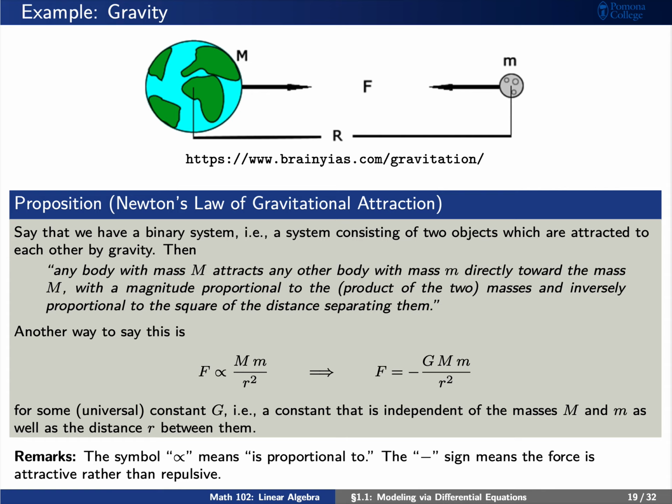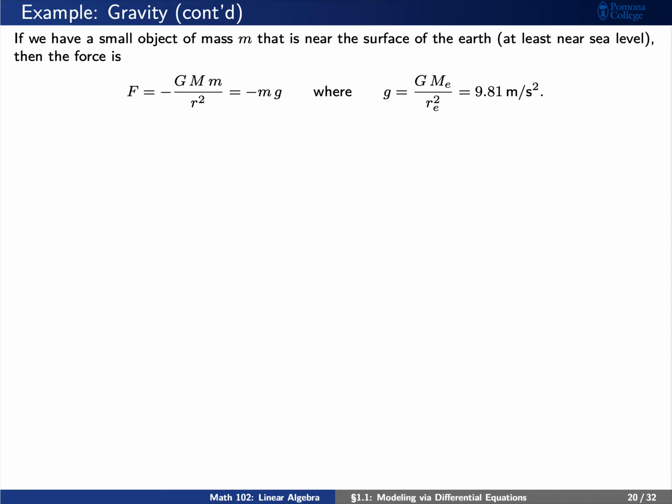Here now we've introduced a brand new symbol. You'll see that the symbol, which kind of looks like the infinity sign but is cut off in half, is really read as "is proportional to." You'll notice that we've changed from F is proportional to capital M times lowercase m divided by r squared to simply writing F equals negative G times that product. G here, of course, is our universal constant, and the negative sign is meant to indicate that the force is attractive rather than repulsive.